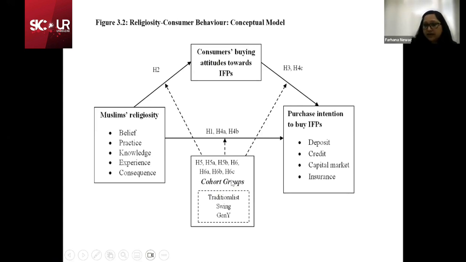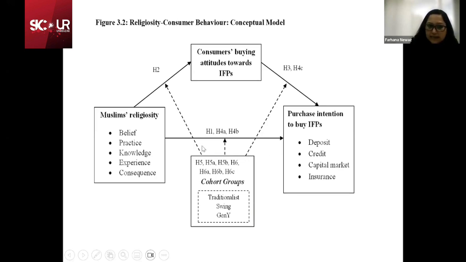Here, generational cohort is acting as a moderator. What is a moderator? I mentioned it is either weakening or strengthening the relationship. Here I have considered generational cohort as my moderator, right? I can categorize the generational groups as traditionalist, swing, and Gen Y. Look at the way I put the arrows. Can you see these arrows are not directed to this one, or this one, or this one?